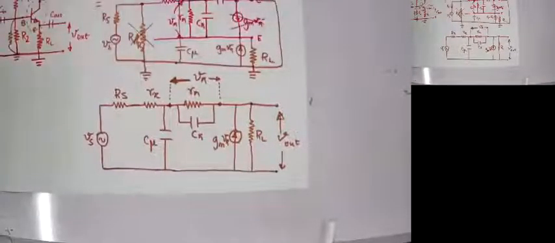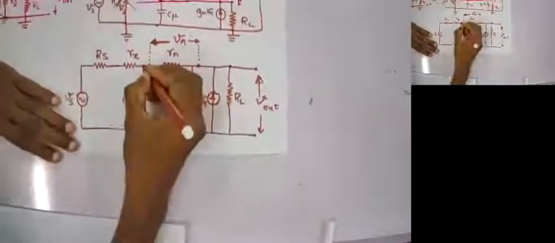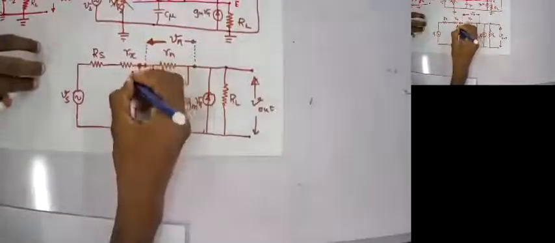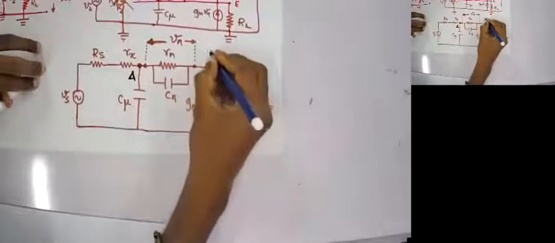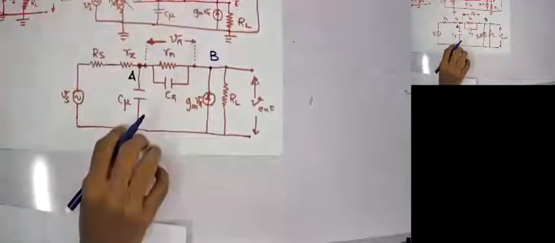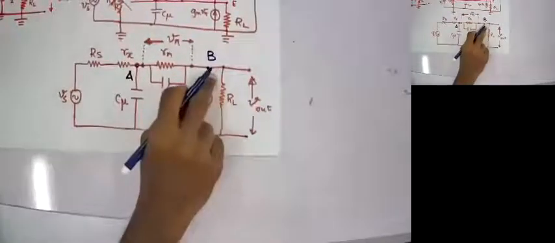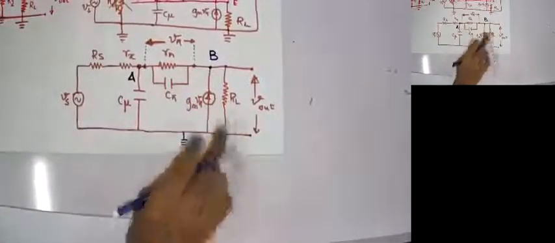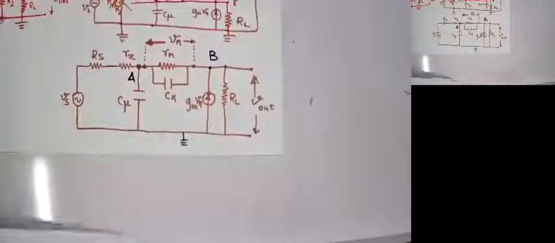Now we'll move on to how to do the derivation, how to calculate the gain from this circuit. Let's take this point as capital A, and this as point B. This is point A and point B. So what is the voltage at point B? Let's take this as ground. Assume it as ground. So what is the voltage at point B?